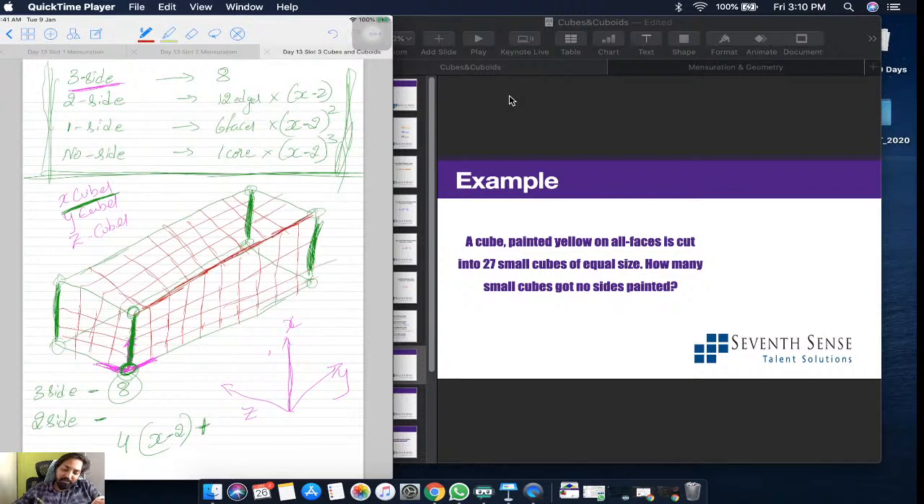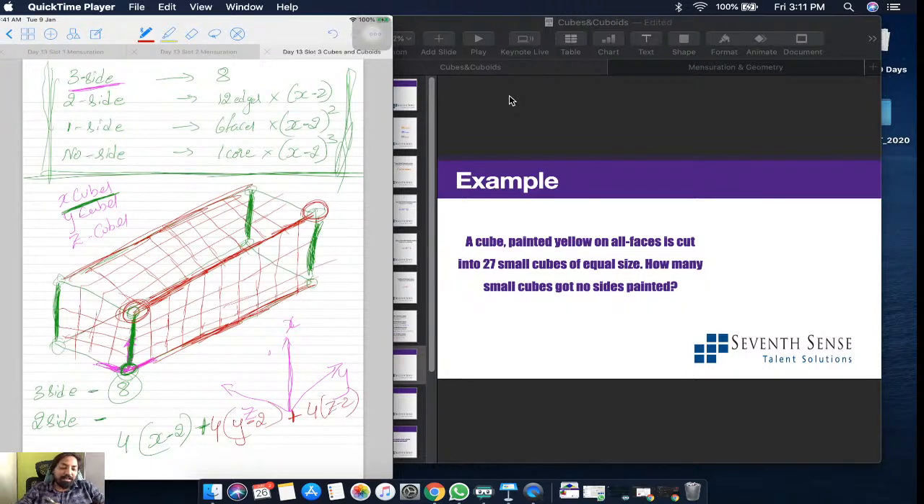Now let's consider this edge, the red edge. Since it is y direction, there are y number of cubes. Can I consider all the y number of cubes? No, I can't. These corners are three side painted. So it is y minus 2. Like this, there are 4 edges. So 4 into y minus 2, plus in the third dimension, 4 into z minus 2.